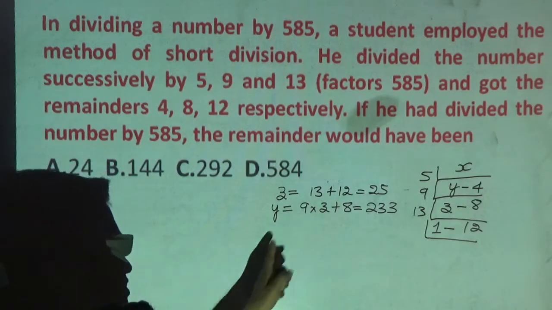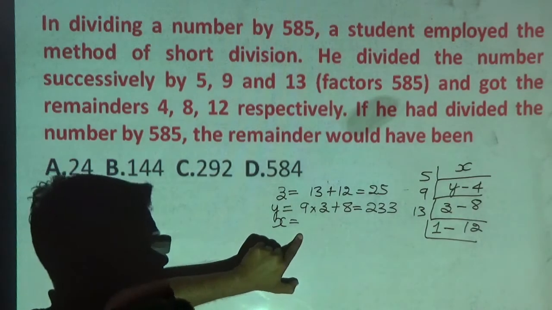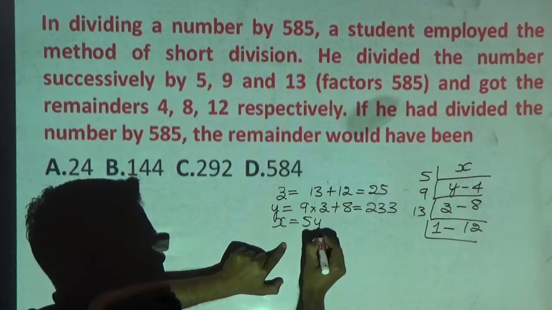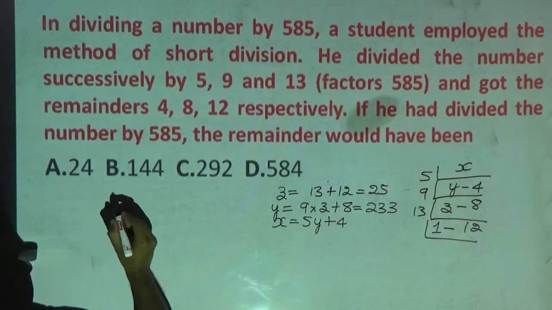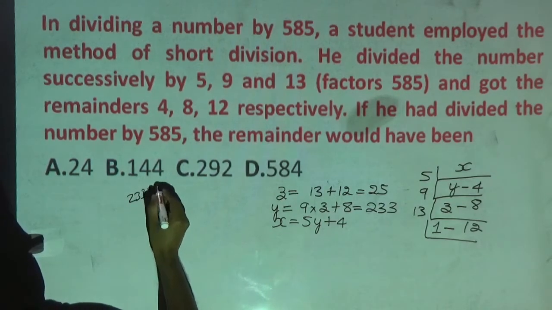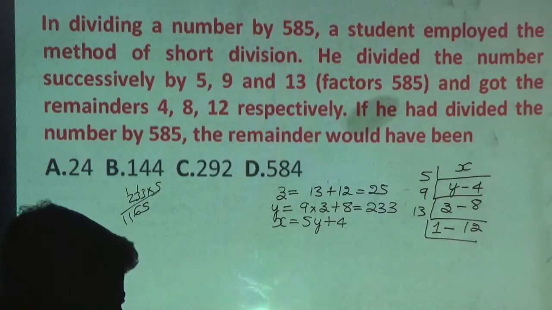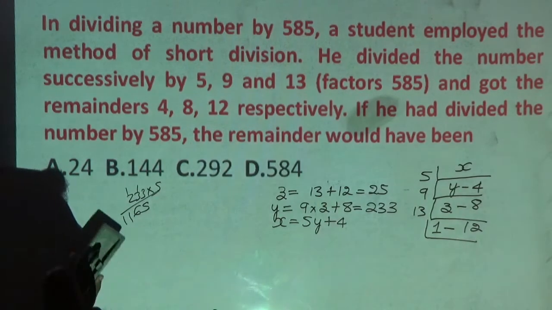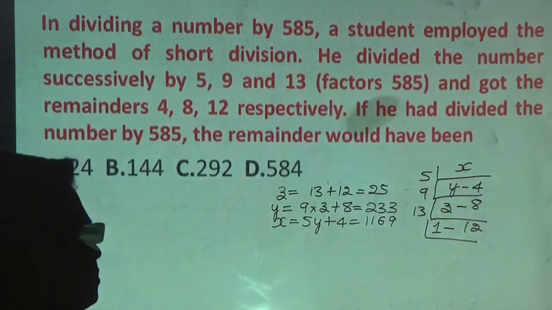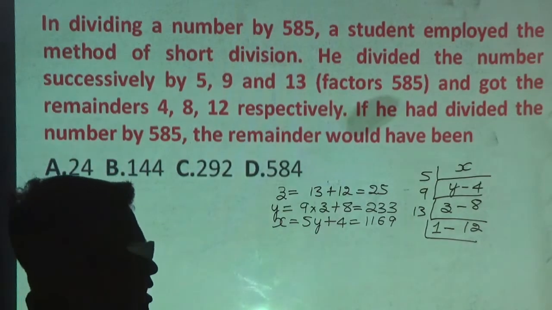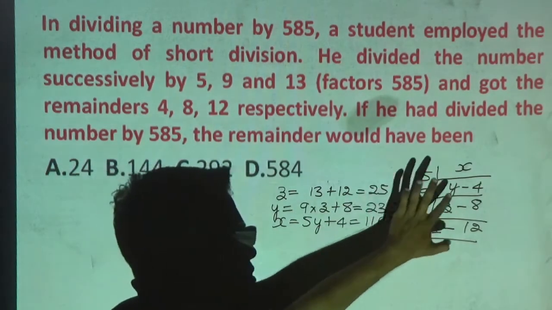Now I can find x. x is 5 into y plus 4. y is 233, so 233 into 5: 5 3s are 15, 15 plus 1 is 16... the product is 1165. 1165 plus 4 is 1169. So I came to know the number: 1169. By dividing 1169 by 5, 9 and 13, you get these remainders.